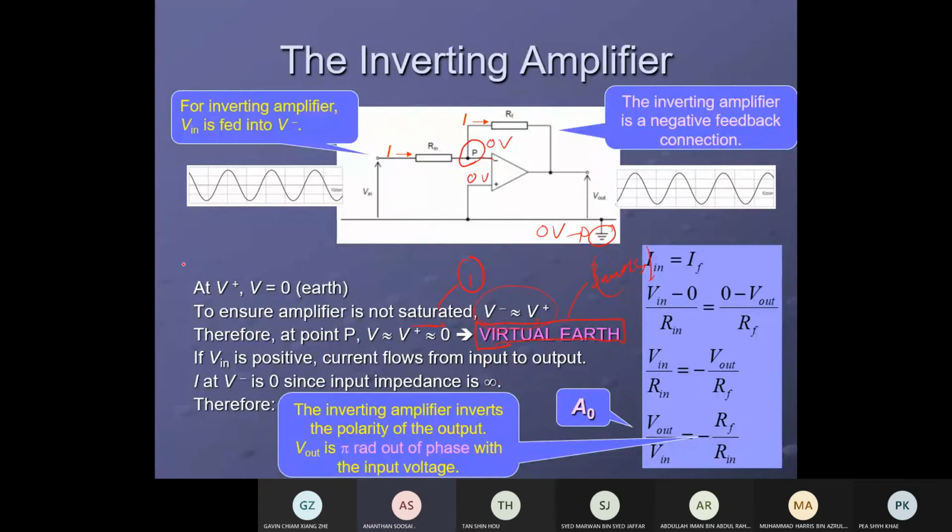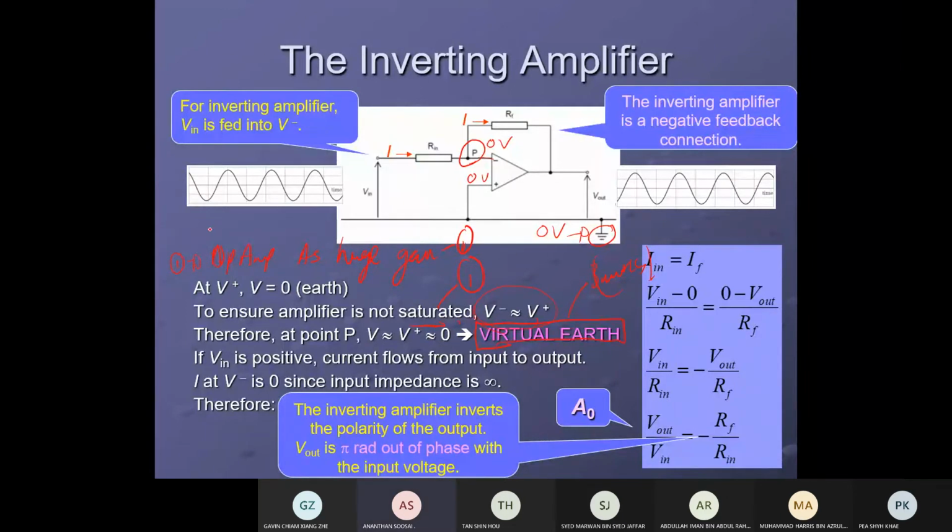Here, 1 point is missing. Please add 1 point. The missing point is that the op-amp has huge gain. This is the 1 mark missing. In the mark scheme, they give 1 mark for this. V plus is 0. Because the op-amp has huge gain, to prevent saturation, V minus must be same as V plus. Therefore, V minus must be 0, called virtual Earth.